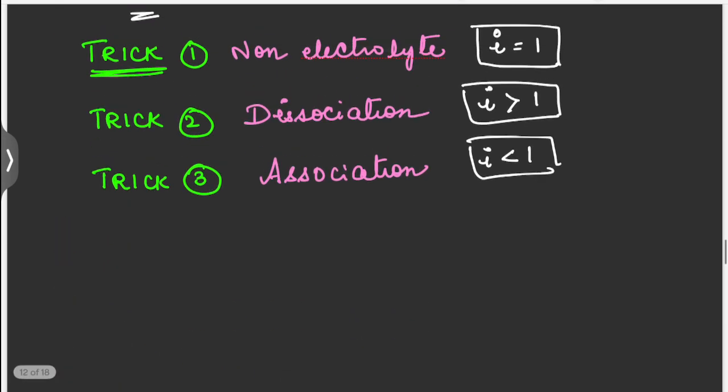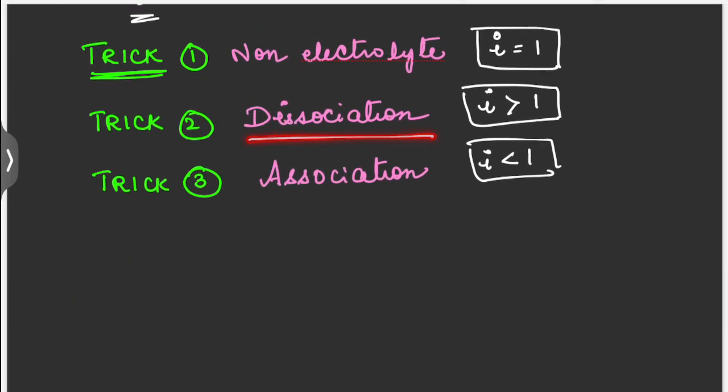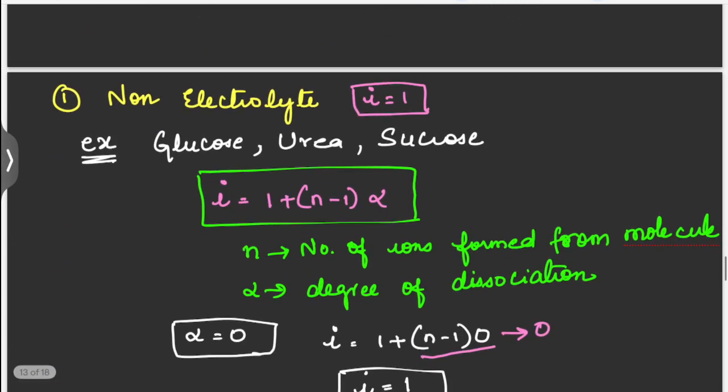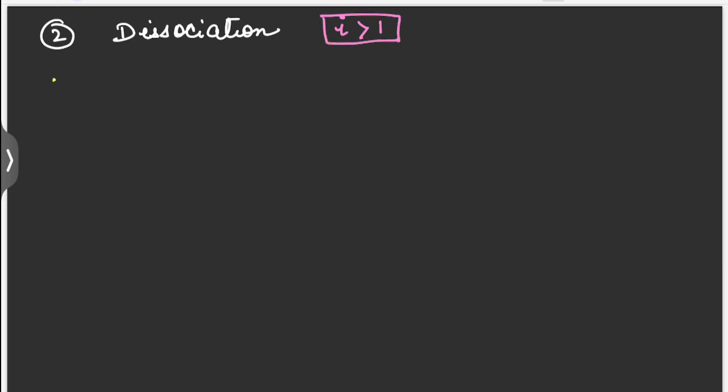Now we'll go for the second one. Second one is dissociation of the solute. For dissociation, what is the value of i? We have written i value should be greater than 1. Here let us take some examples. First example is of the strong electrolyte. Let us take strong electrolyte.